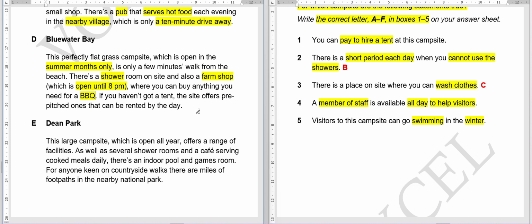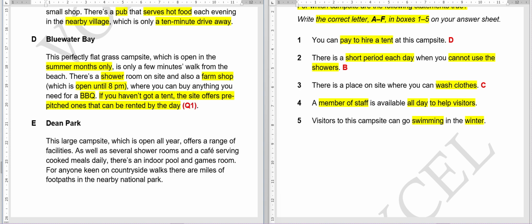Okay, time's up. Let's read the information together. I hope you have gotten the answer. You can pay to hire a tent at this campsite. Is there any mention that you can hire a tent? Yes, this is our answer. D. Where it is written you can hire a tent: here, if you haven't got a tent, you can rent one. So if you are renting something, this is a synonym of hiring.